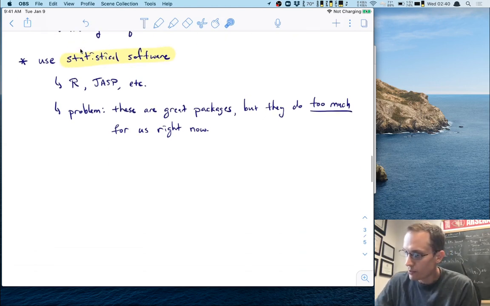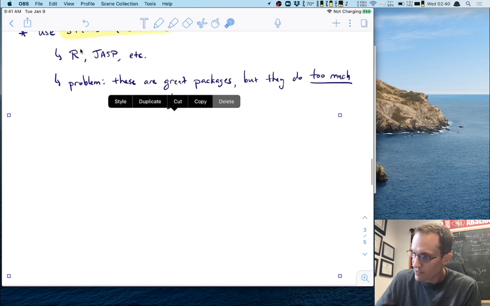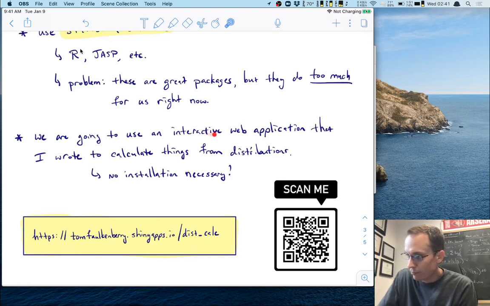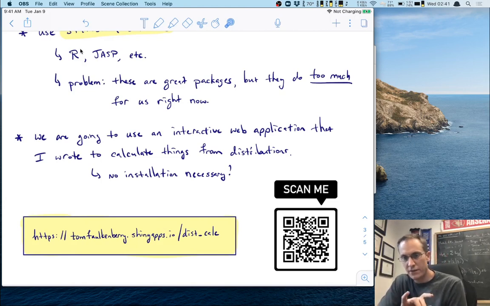So I've got a little bit of a simpler thing that we can do. Instead, what we are going to use a lot this semester is a custom thing that I developed for this course. We're going to use an interactive web application. It's just something that I wrote in a programming language called Shiny, and it's used to calculate things from distributions. The advantage of this program, and I'll demonstrate it for you in a second, is there's no installation of anything necessary. You don't have to install JASP or R. If you've got a phone, you can use it. In fact, I'll show you what it looks like on a phone in just a second.